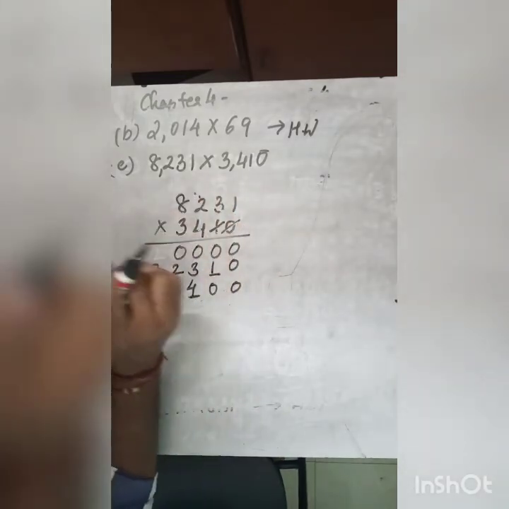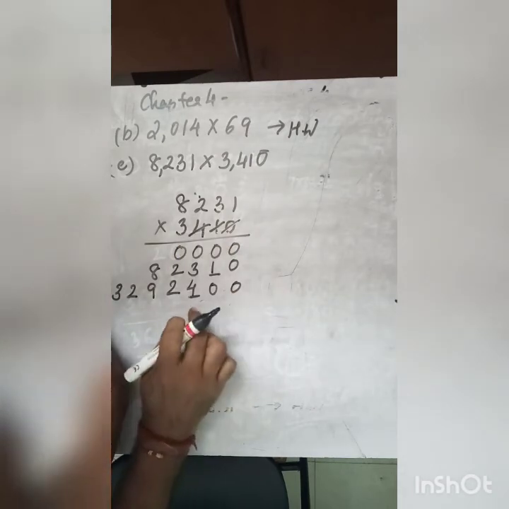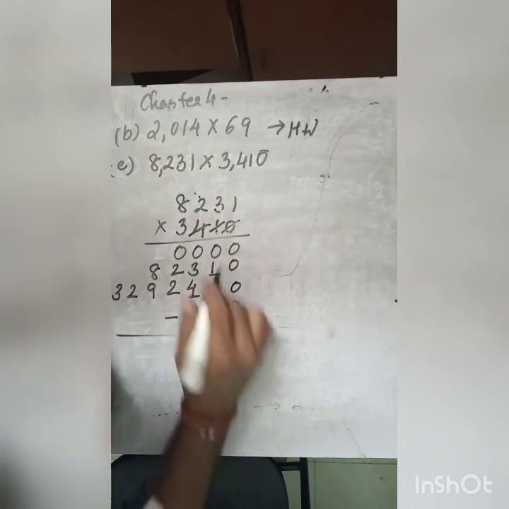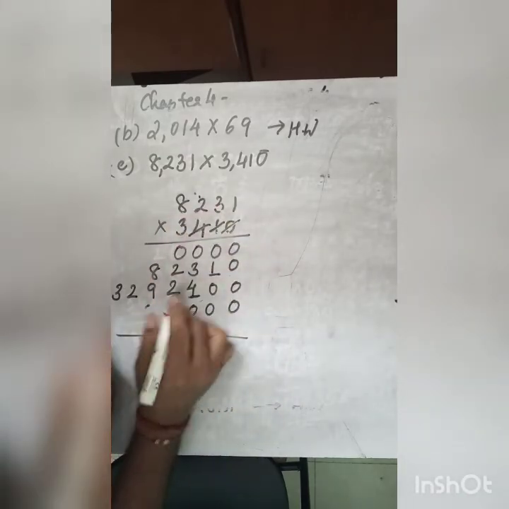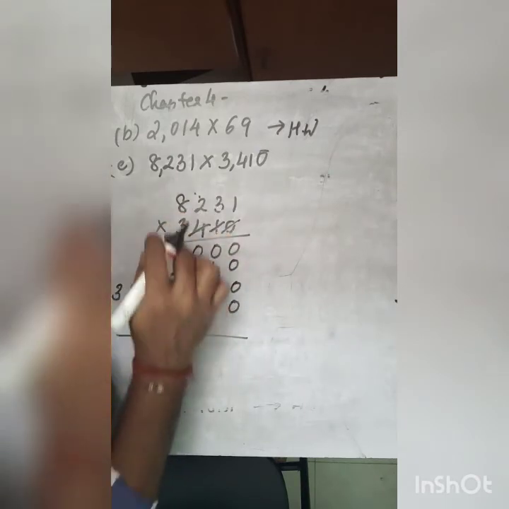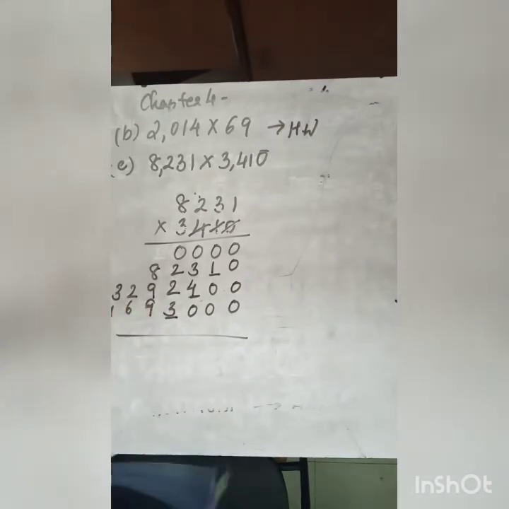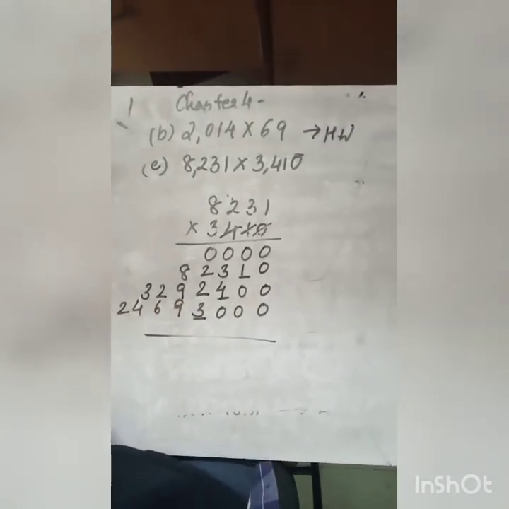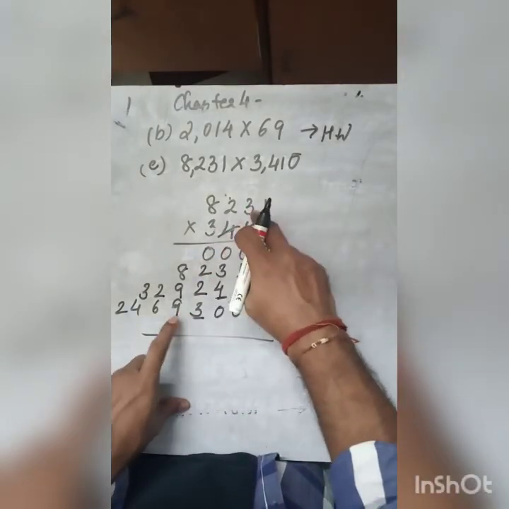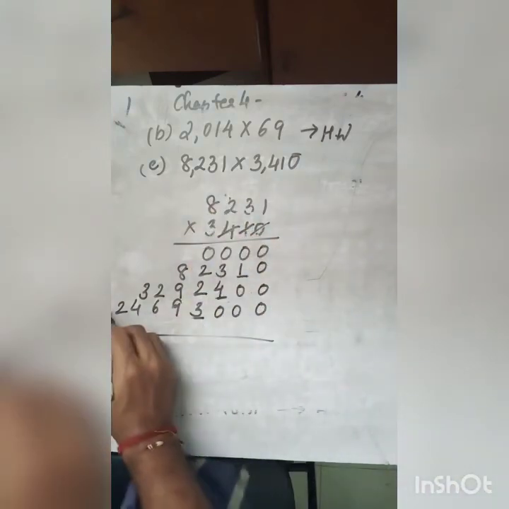I'll erase all the carry forward. Third, okay, fourth. I'll start with the fourth number, and in the remaining empty places, I'll put 0. 3 ones are 3, 3 threes are 9, 3 twos are 6, 3 eights are 24. I need to do addition.